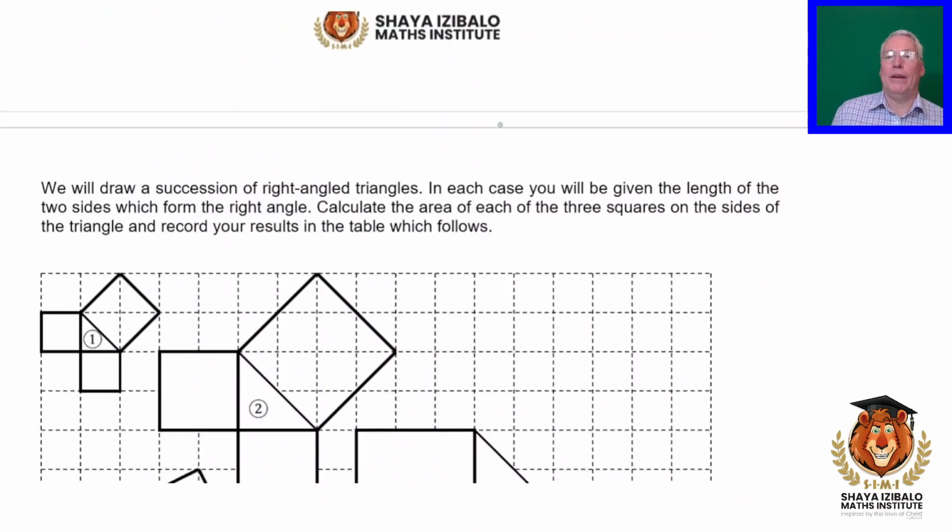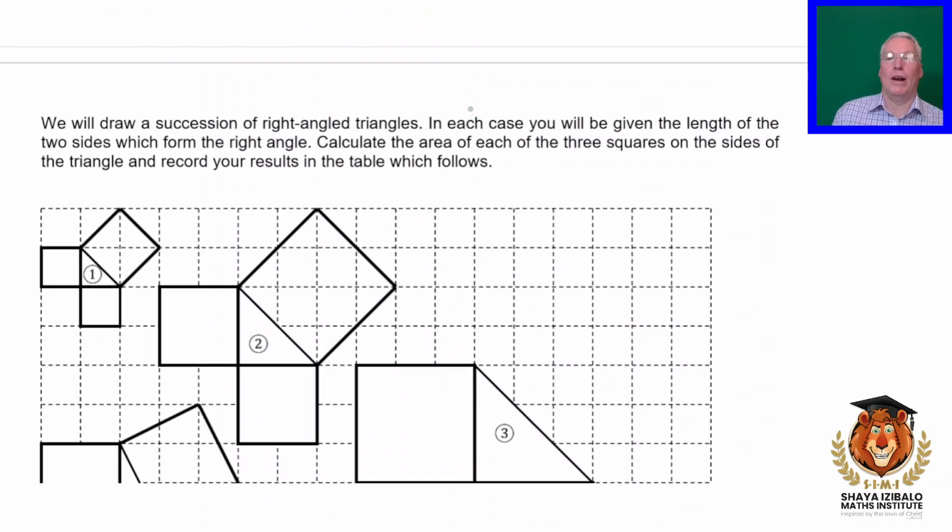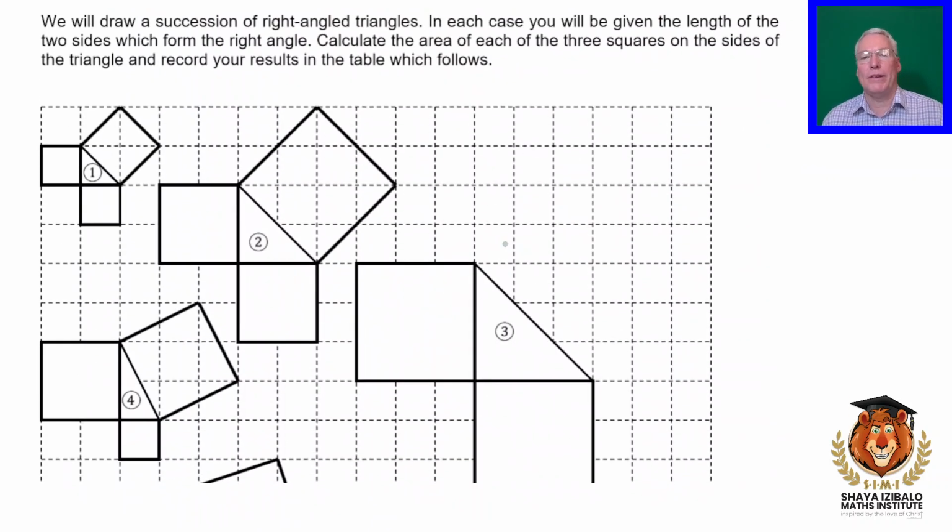Okay, right, now what we want you to do now is try and count area, and these ones are a bit easier to count.